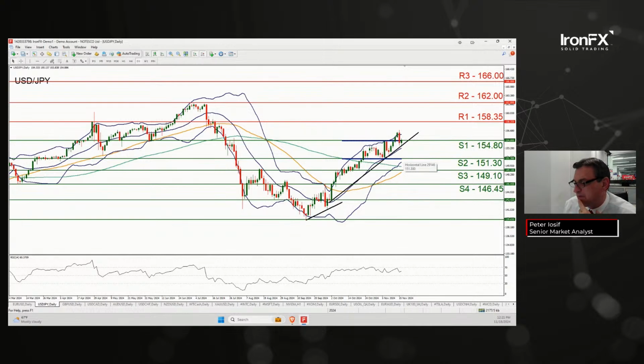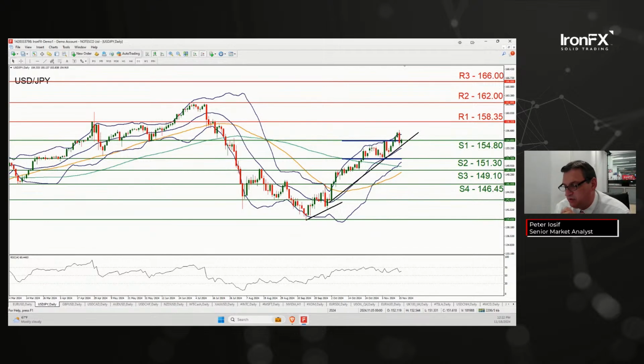In such a case, we may be seeing also a head and shoulders formation starting to form, but that's out of the question for now. Should we note the fundamentals of the pair?